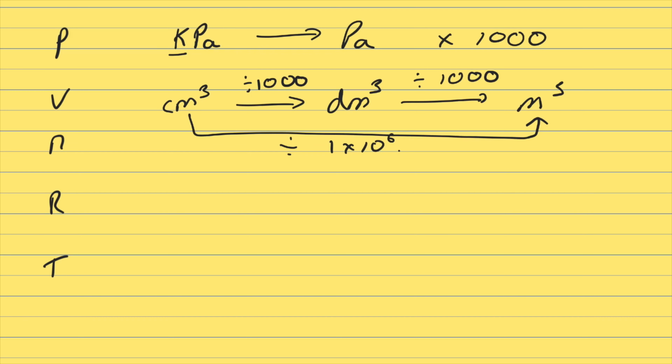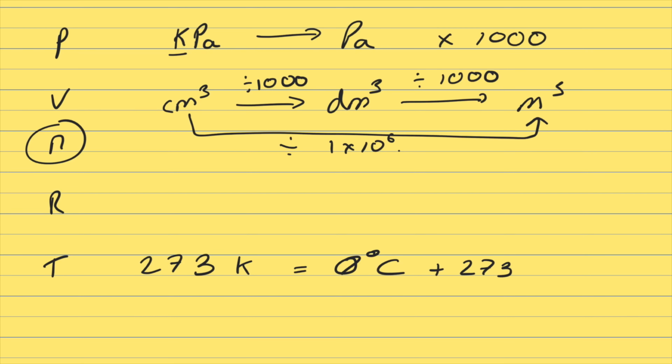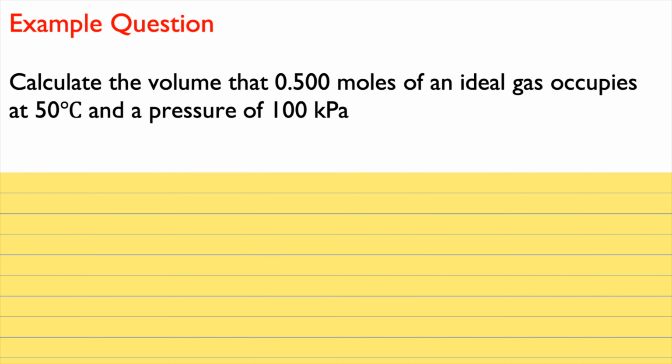n is the number of moles. Moles we can calculate using mass over Mr, or concentration times volume, and we can look at that later, but in terms of the units it's just mole. R is always 8.31, and T is the temperature in Kelvin. What we need to realise with Kelvin is that 273 Kelvin equals 0 degrees Celsius. 1 Kelvin is the same as 1 degree Celsius, so therefore to convert degrees Celsius into Kelvin you just add 273.